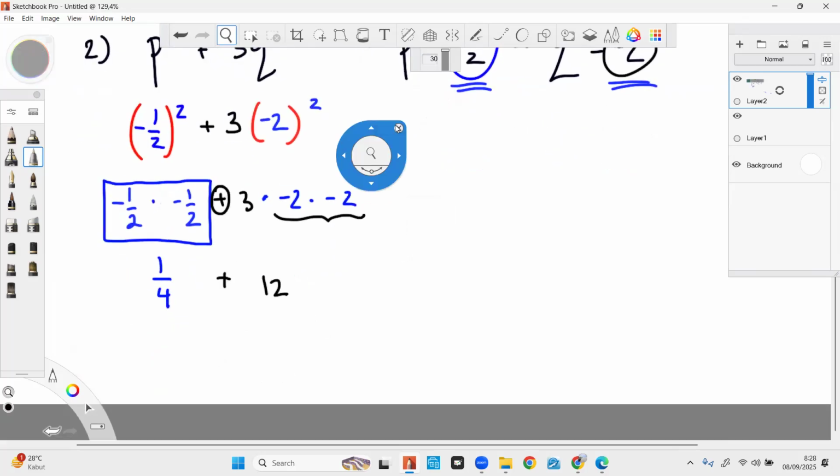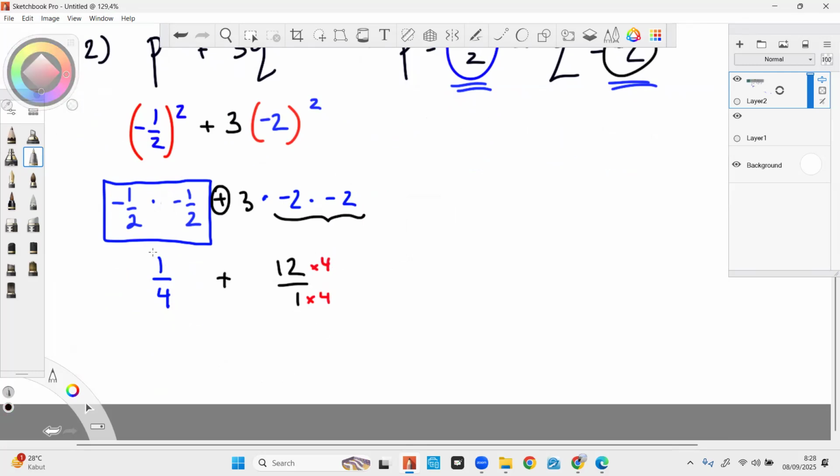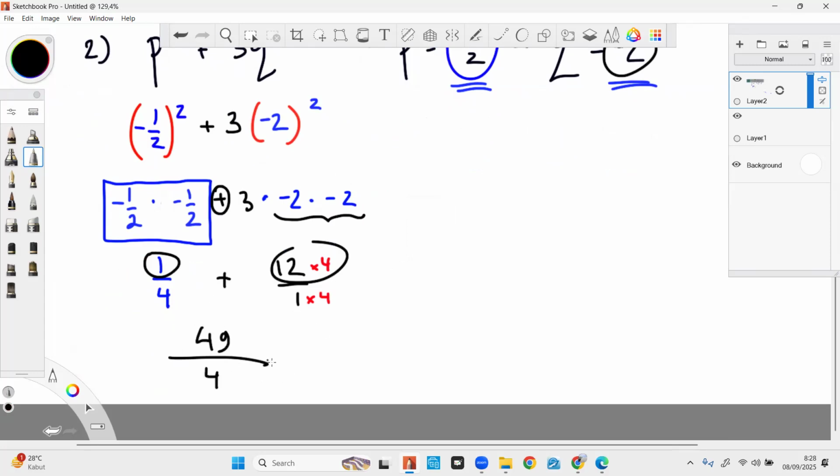Okay, make it over 4. So it is 12 over 1. And then you convert into the same denominator, 48 over 4. So 1 plus 48 over 4, which is 49 over 4. All good? Because 12 times 4 is 48. Yeah, that's more efficient.